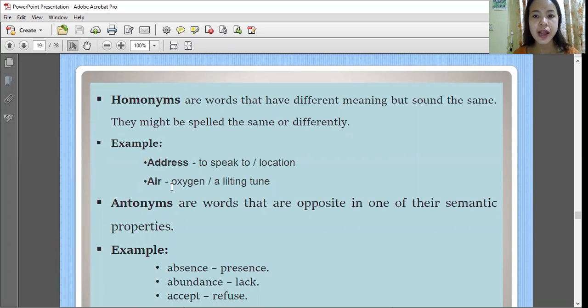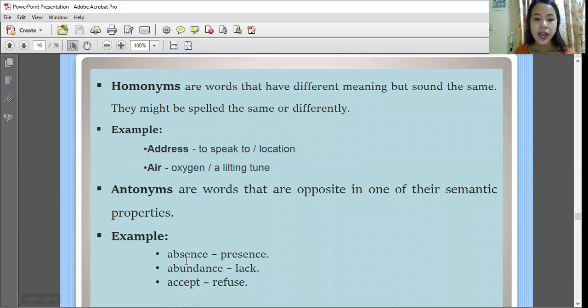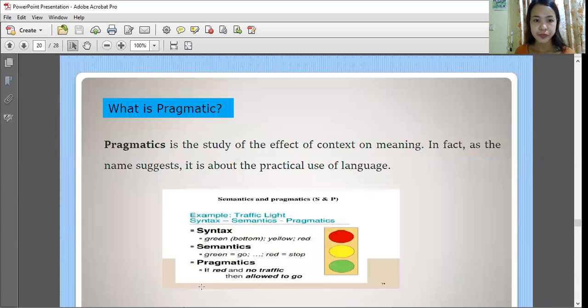Homonyms are words that have different meanings but sound the same. They might be spelled the same or differently, like address, to speak to or a location, or air, like oxygen or a tune. Antonyms are words that are opposite in one of their semantic properties. For example, absent, the opposite is present; abandon, the opposite is keep; accept, the opposite is refuse.